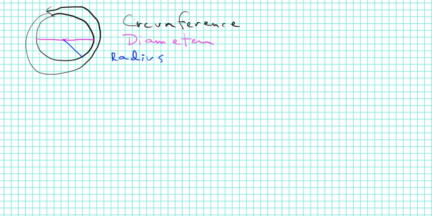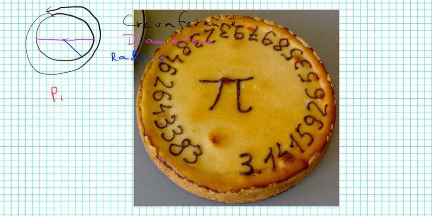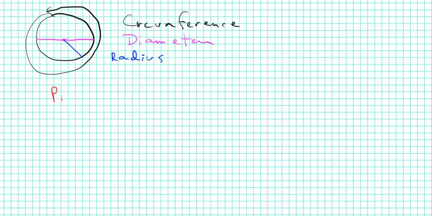So now we're going to talk about this thing called pi. Pies are round, as you can see. We'll talk about that in a minute. But that's what pi is. Okay, that was a pie, by the way. Anyway, pi is equal to the ratio of the circumference to the diameter.